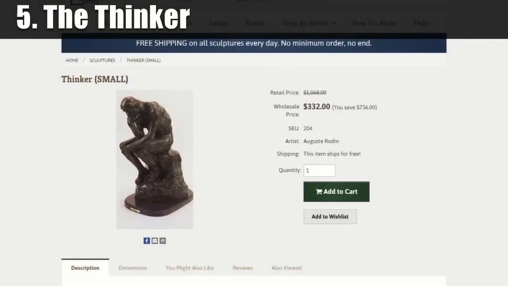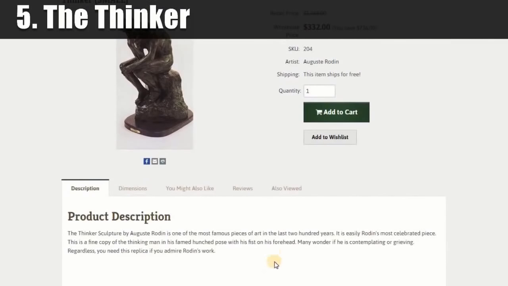The description of this miniature Thinker is quite interesting. The Thinker sculpture by Auguste Rodin is one of the most famous pieces of art in the last 200 years. It is easily Rodin's most celebrated piece. This is a fine copy of the thinking man in his famed hunched pose, with his fist on his forehead. Many wonder if he is contemplating or grieving.